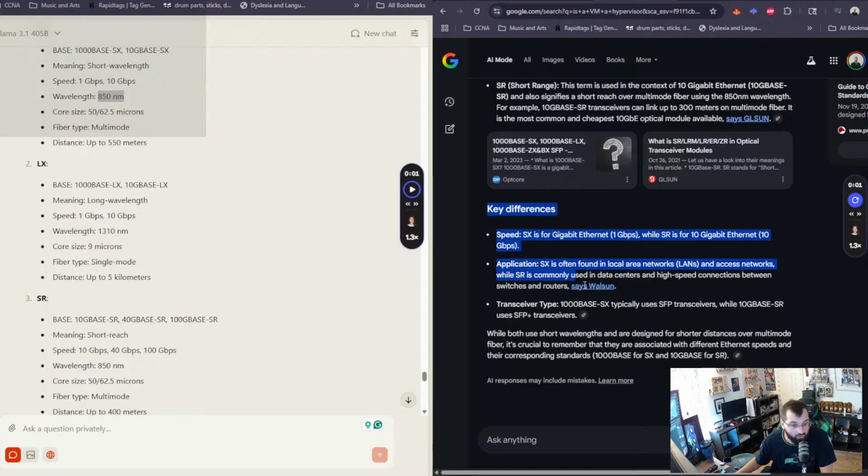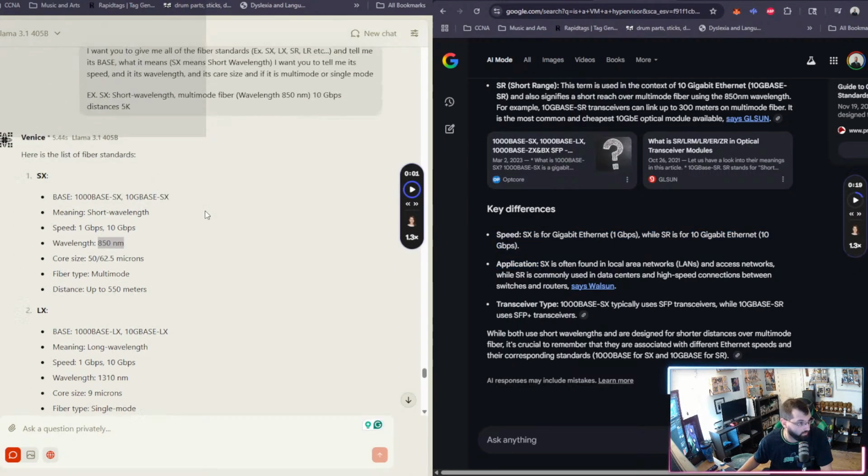So then what the hell is the difference? Like, am I crazy? Key differences. Speed. SX is for Gigabit Ethernet, 1 gigabit per second, while SR is for 10 Gigabit Ethernet, 10 gigabits per second. Application.